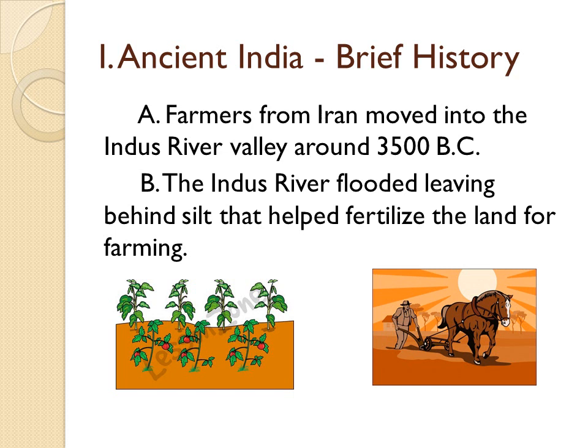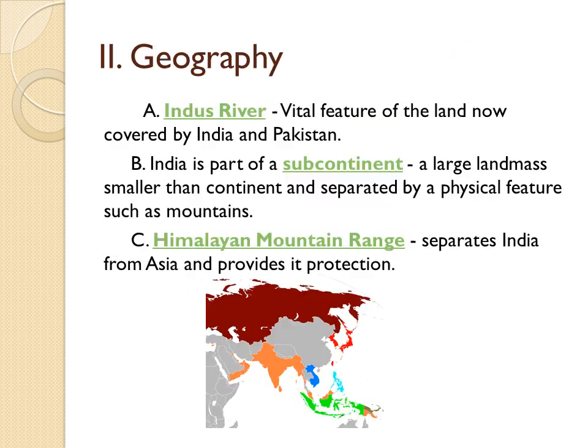Farmers moved from Iran to the Indus River Valley civilization in 3,500 BC. The Indus River flooded, leaving behind silt to help fertilize the land for farming. The one thing about the Indus River is that it is a very violent river. It's not kind and benevolent, as John Green would say, like the Nile. It can be a very dangerous river when it floods.